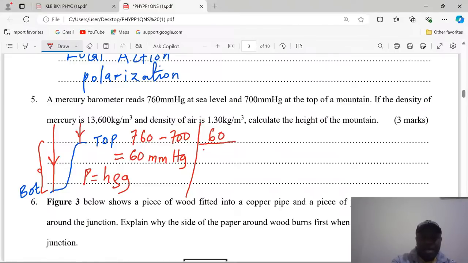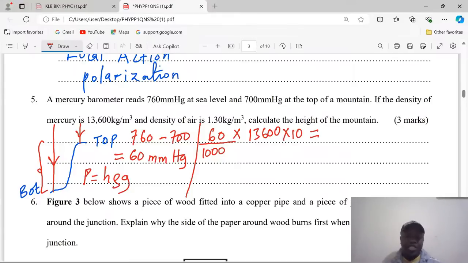Because they are millimeters, we divide by 1,000 to get meters, multiplied by the density of mercury, 13,600, then times g. This is equal to the pressure due to the air column. So we use the air column height H, which is unknown, multiplied by the density of air, 1.3, multiplied by g, which is 10. We can remain with H by dividing through by 13, because that will be 13H.